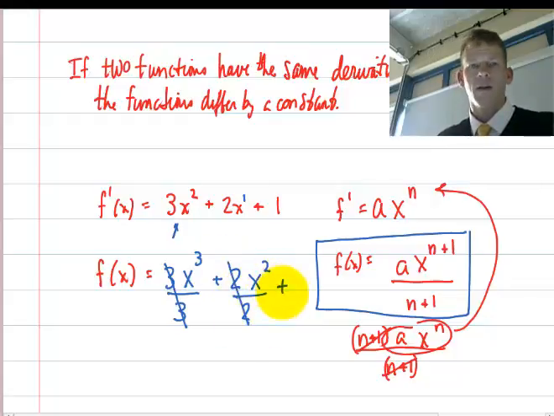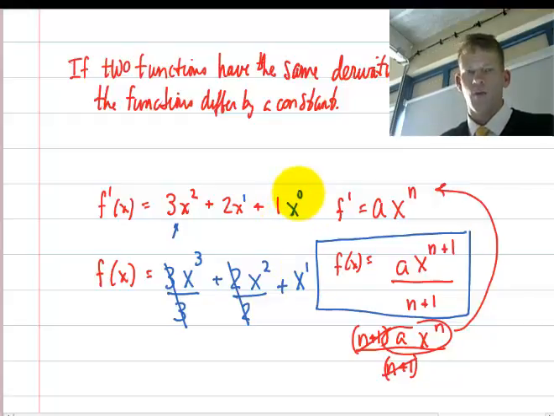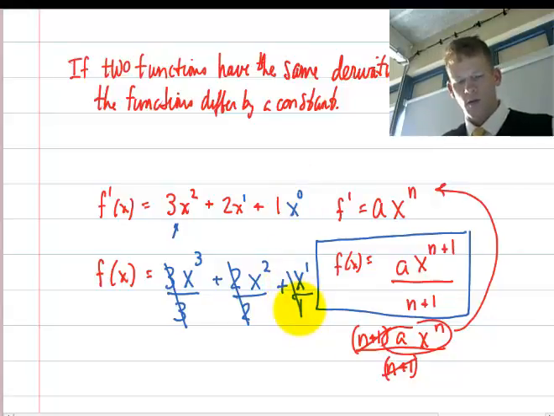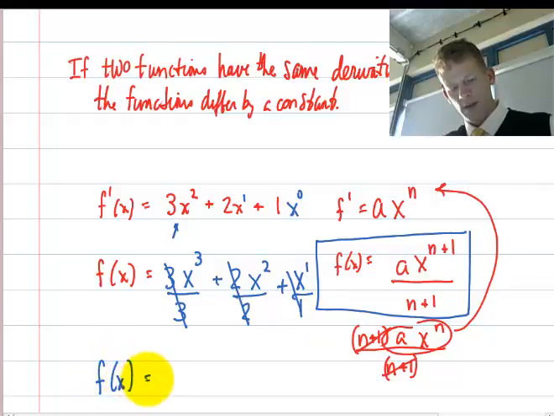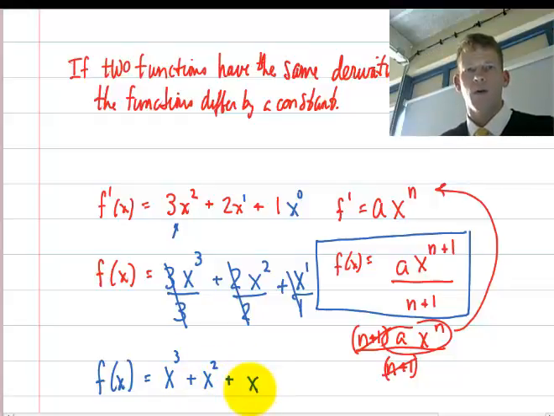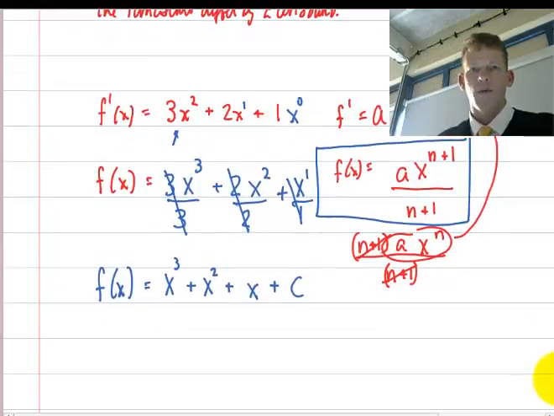And then this one is the number 1, so this is going to just be x to the first power, because it was x to the 0 before, which was a constant. Raise the 0 to 1, it turns into 1 over 1, that cancels, so our function is going to be x cubed plus x squared plus plain old x. But don't forget that when you antidifferentiate, you always have to put plus c for the constant. So this is how you find the general antiderivative for a function.